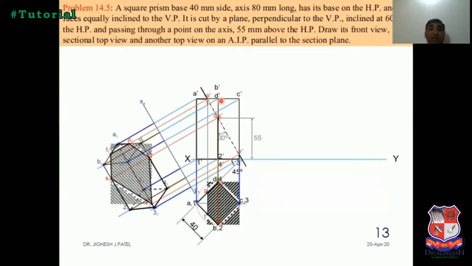Okay, now it is cut by a plane perpendicular to the VP and inclined at 60 degrees to the HP, and passing through a point on the axis 55 mm above the HP. So first of all, mark a point at a distance of 55 mm from this XY line. Now draw a cutting plane which is at 60 degrees from the XY line, or 30 degrees from this axis.